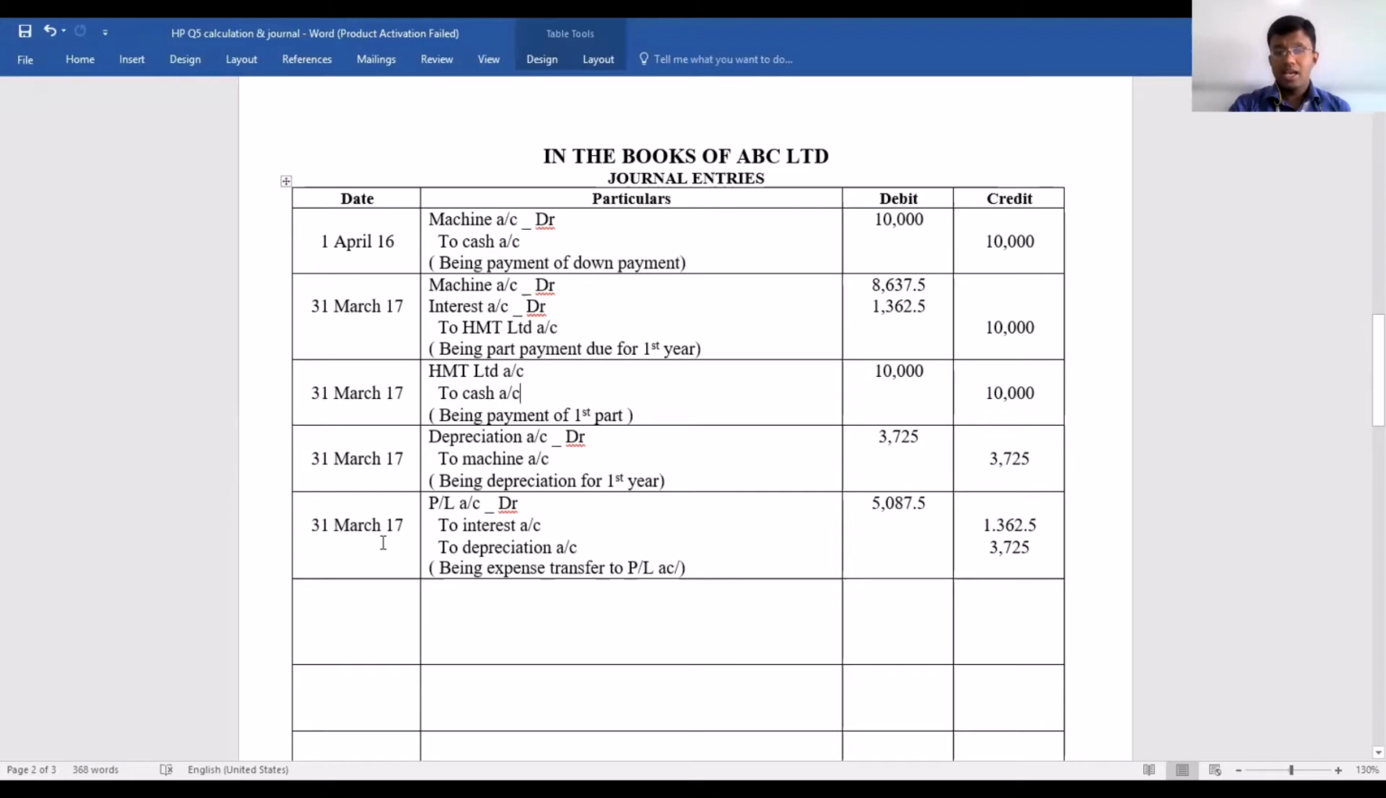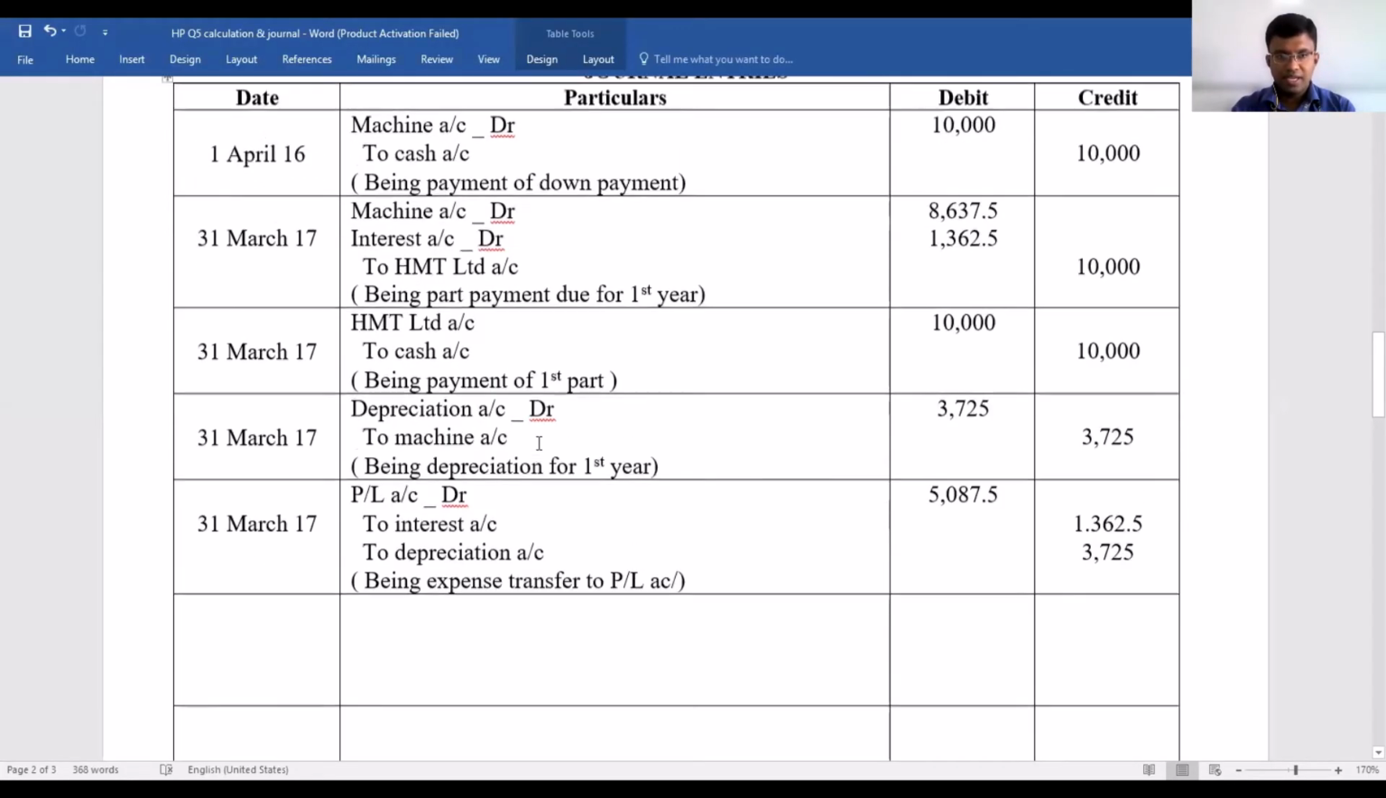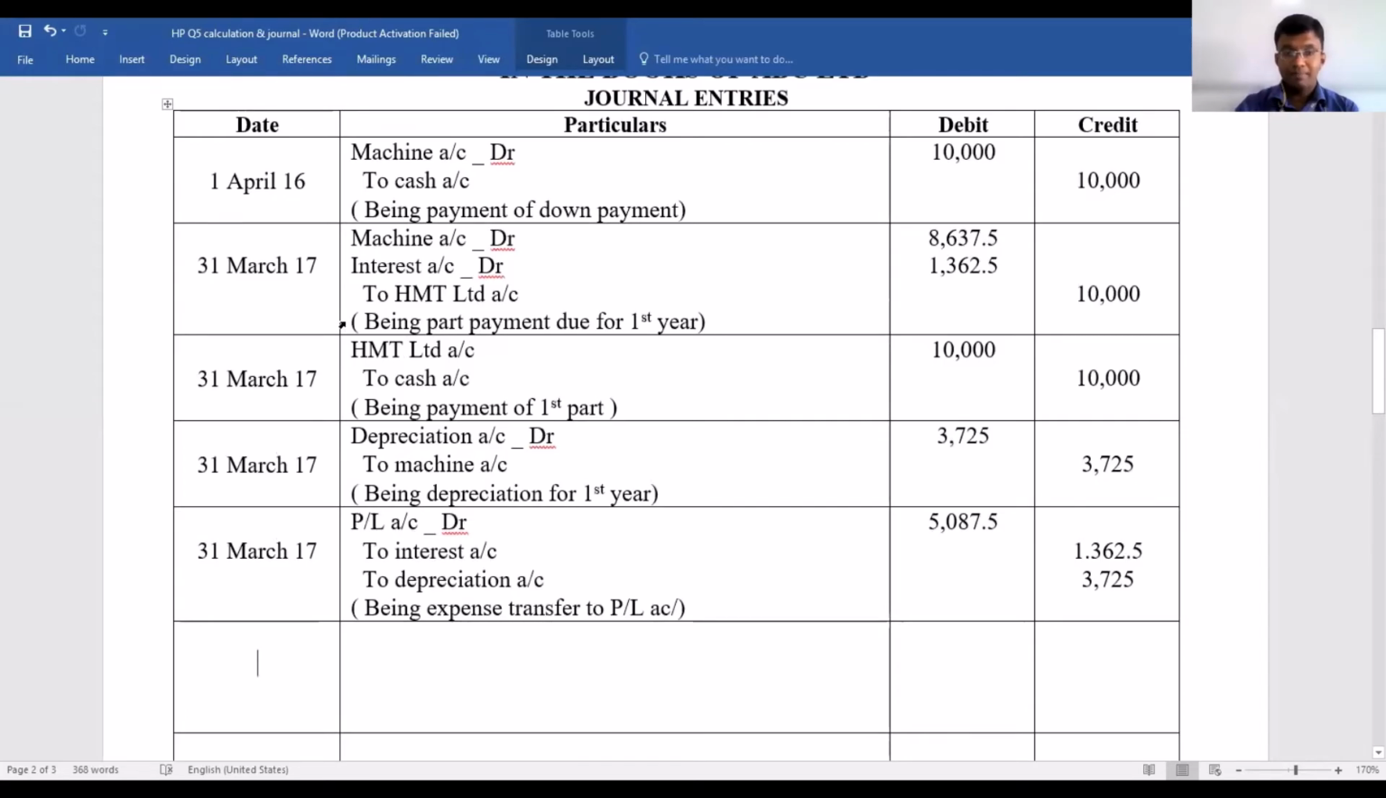And then finally, at the end of the financial year, while preparing the final accounts, you have to transfer your expenses to the profit and loss account. We've completed this for the first year. Let's move on to the next financial year's entries. The next set of entries will be happening in the financial year 1718. The entries for 1718 will be taking place on 31st March 2018.